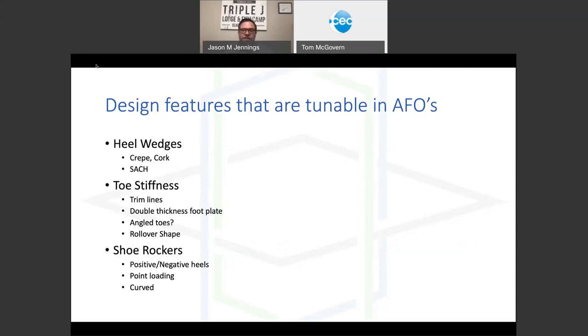So the features that are tunable when we're dynamically aligning are the heel wedges. Sometimes the toe stiffness is adjustable if it's a plastic design. If not, you're looking at either remaking your device or changing the rollover with rockers on shoes. And those rockers, you can do positive or negative heels, point loaders, they can be curved. There's a variety of things you can do to try to tune the kinematics of your orthotic design.